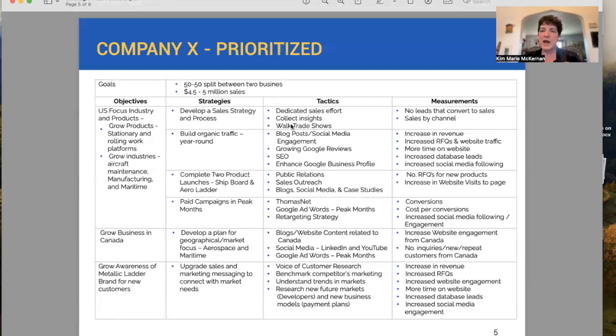Here's an example of a finished one from a client. Here you can see that there's an overall goal in terms of sales. And then we took objectives and we broke those into strategy, tactics, and measures. So for example, in our strategic planning session, the first day, we will have the goals, objectives, strategies, and tactics. And then we can use the second day in order to further refine the implementation and measurement.